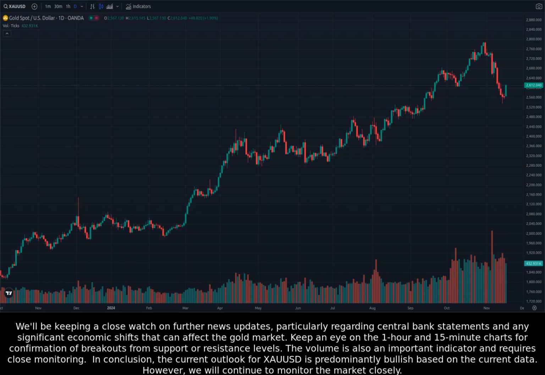In conclusion, the current outlook for XAUUSD is predominantly bullish based on the current data. However, we will continue to monitor the market closely.